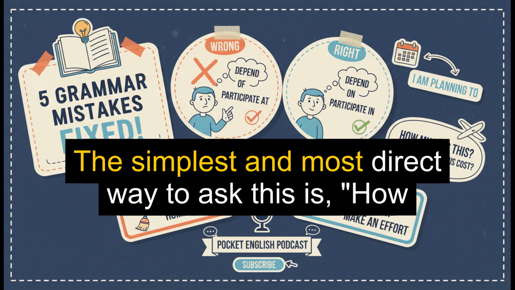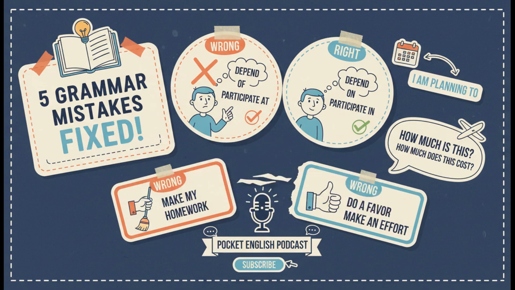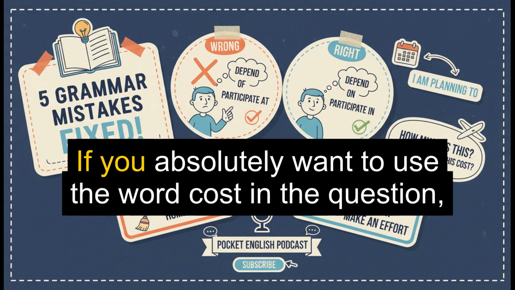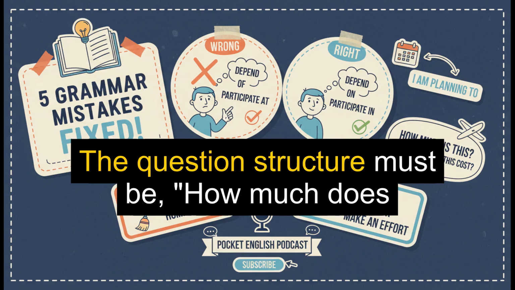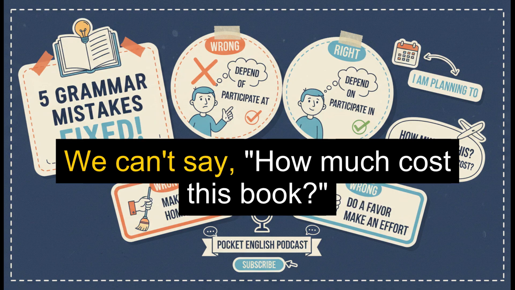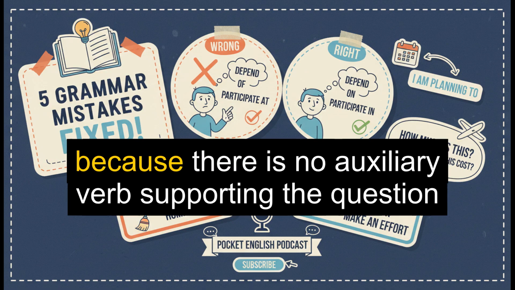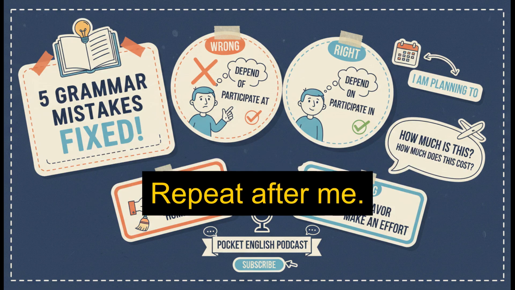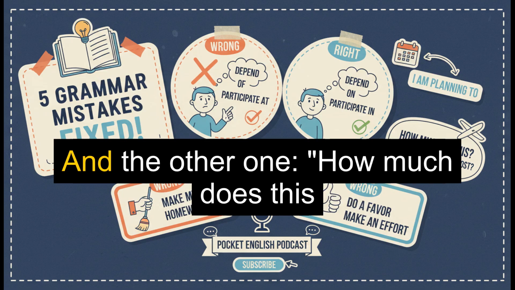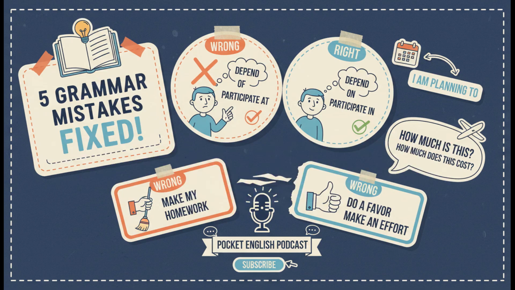The simplest and most direct way to ask this is, how much is this book? If you absolutely want to use the word cost in the question, you have to use the auxiliary verb do. The question structure must be, how much does this book cost? We can't say how much cost this book because there is no auxiliary verb supporting the question structure. So, when you are shopping, remember these 2 perfect phrases. Repeat after me. How much is this? And the other one, how much does this cost?